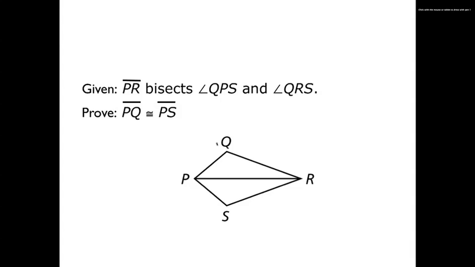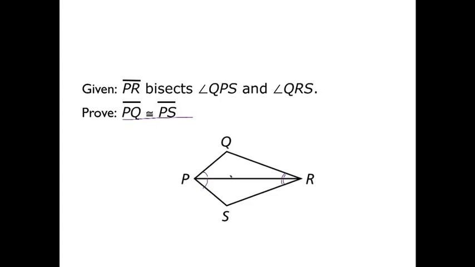If PR bisects angle QPS, QPS is this big angle here on the left. So PR has bisected it, so it's split it into two equal parts. But it's also bisected angle QRS, the big angle on the right. So it splits it into two equal parts, not necessarily equal to the two for angle QPS. Okay. And we're trying to prove that PQ is congruent to PS. So we're trying to prove that the upper left and the lower left segments are congruent to each other.